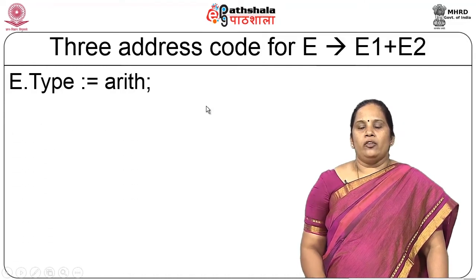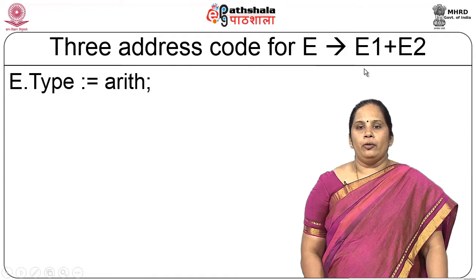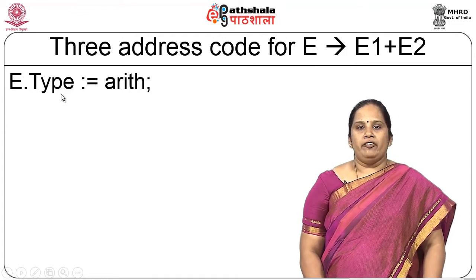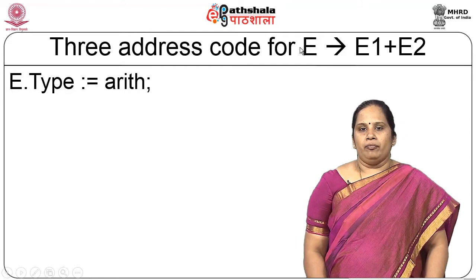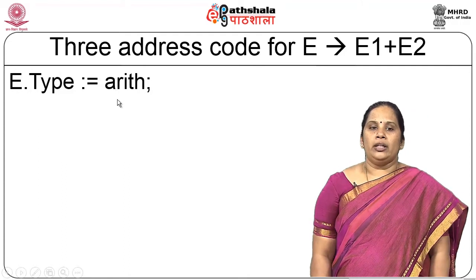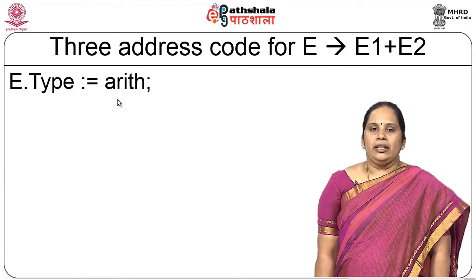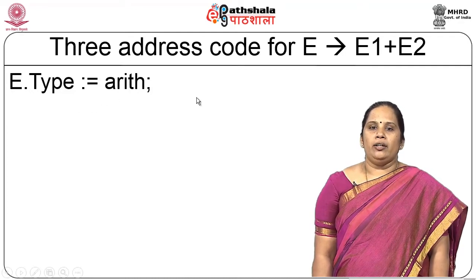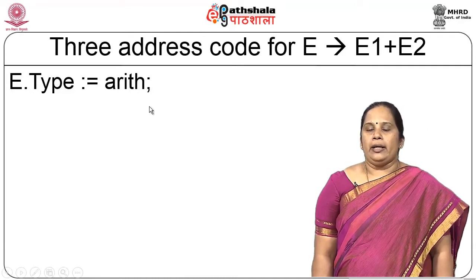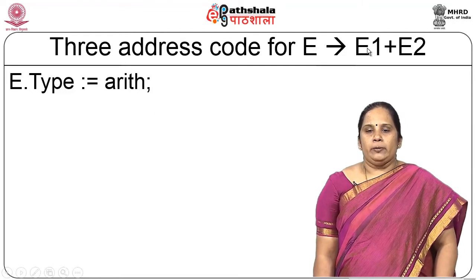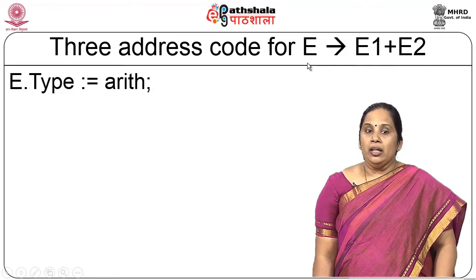And the 3 address code for this particular scenario involving E produces E1 plus E2. First we define the LHS variable E that corresponds to type arithmetic. So we already know that every non-terminal has a type, a place and a value as attributes. So here the LHS non-terminal corresponds to an arithmetic type. That is what we are assigning first. So whatever the RHS expressions' types be, the result of this computation will be of arithmetic type.